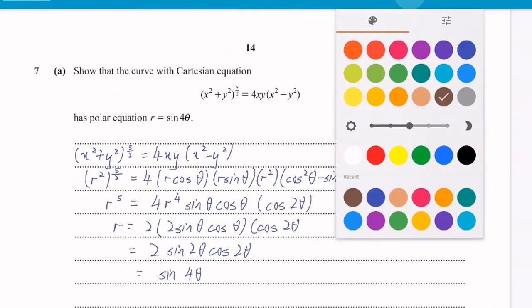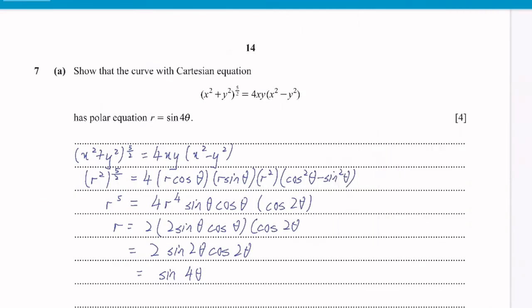I think this is the last one. So yeah, the polar usually carries a lot of the marks nowadays. So show that this Cartesian equation has this polar equation r equals sine 4 theta. Quite a bit of the thing that we need to do from there. Here, everything is quite obvious already. We have got a lot of x squared plus y squared, which is the r squared itself. And also for the xy, we can put in r cos theta and r sine theta.